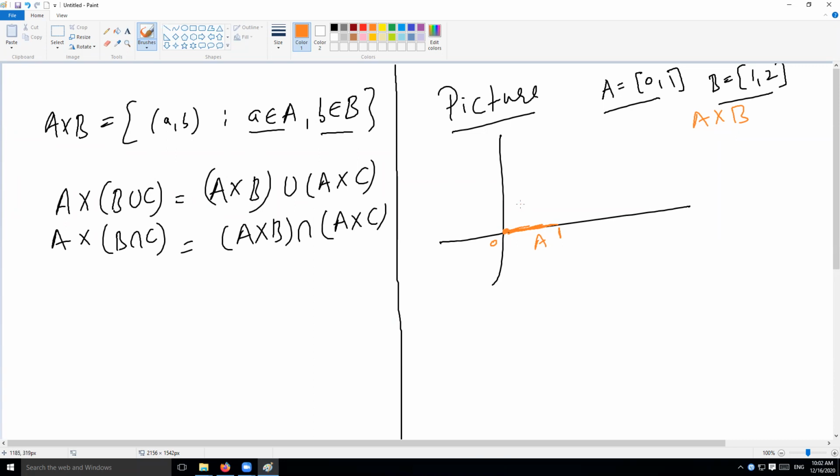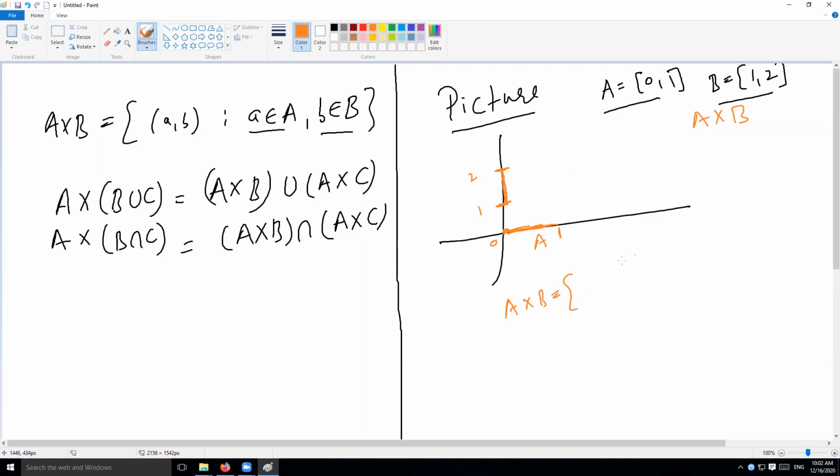And where is going to be my B? So B is 1 to 2. So for example, on the coordinate plane, imagine this point is 1 and this point is 2. So this is really your interval 1 to 2. Now, what are going to be the parts that are going to be inside actually?